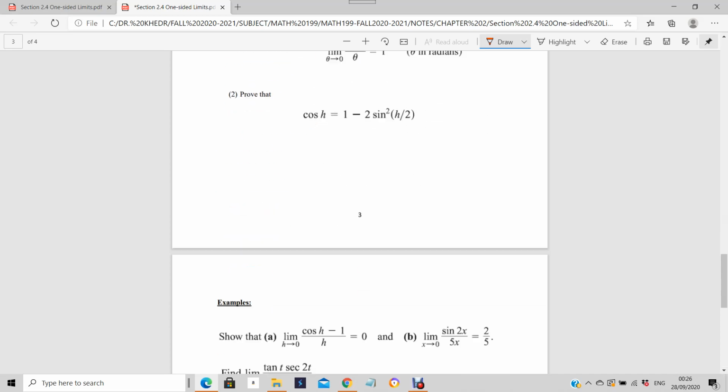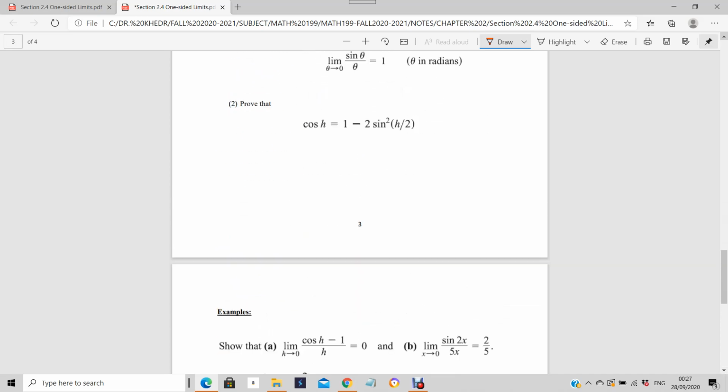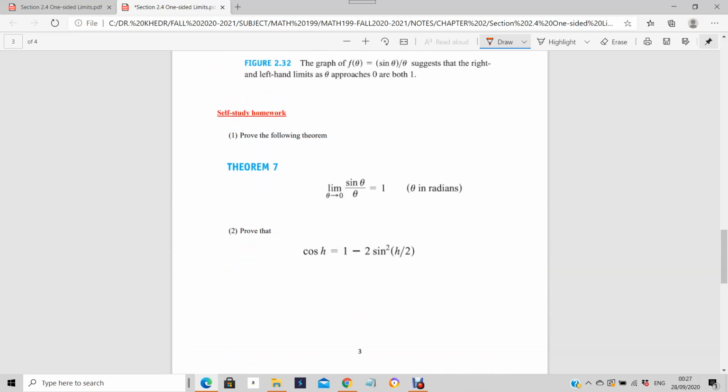I want you also to prove this identity, okay, that cosine h equals 1 minus 2 sine square h over 2. This identity or this relation relates the angle and its half angle. See, the angle here is h. The angle inside the sine square here is h over 2. So you have to prove this. This is one of the famous identities in trigonometric functions.